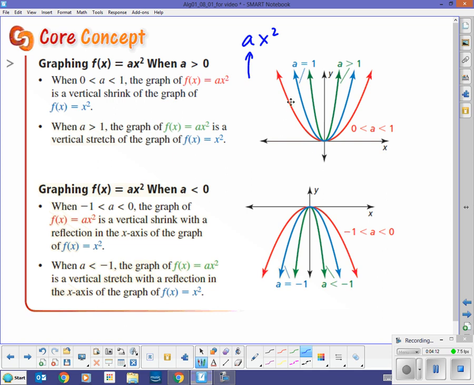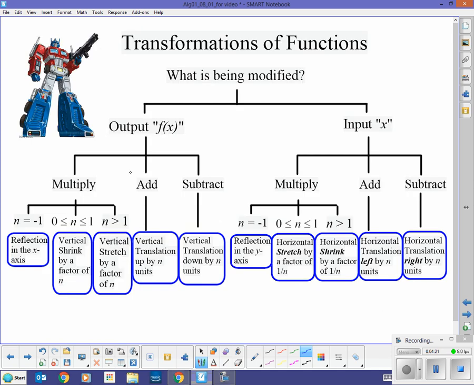Okay, so if it's a number greater than 1, it's going to be a stretch, and that kind of goes back to what we said over here. So we're multiplying the output. If it's a number greater than 1, it's a vertical stretch. If it's between 0 and 1, in other words, a regular fraction between 0 and 1, it's going to be a vertical shrink by that factor. And if it's a negative number, it's going to be a reflection over the x-axis. So this part here is what we're looking at today.